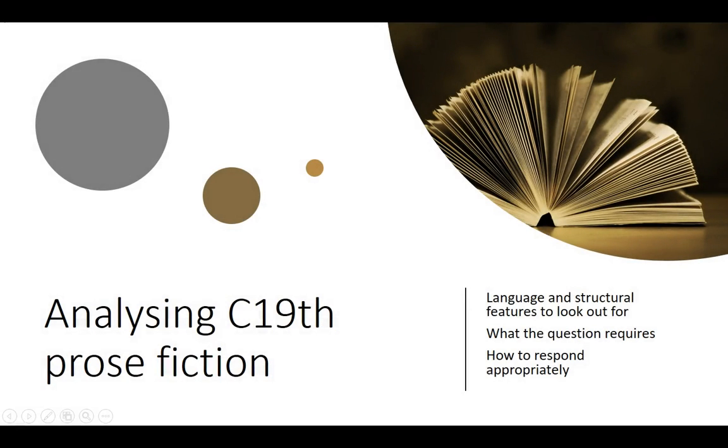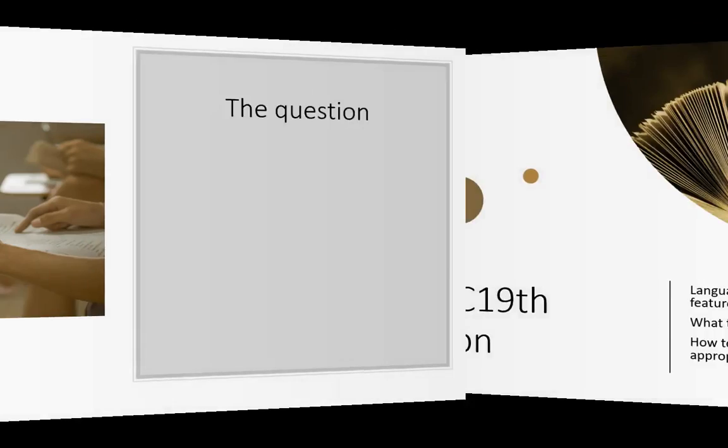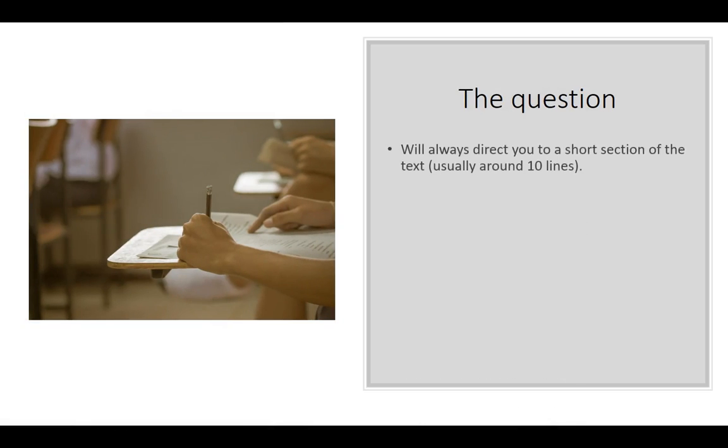In this lesson, we're going to be looking at how you analyse the 19th century prose fiction extracts in section A of paper 1. We're going to be looking at the particular language and structural features that you need to look out for, what's required by the question, and how you respond appropriately. So let's begin with the question.